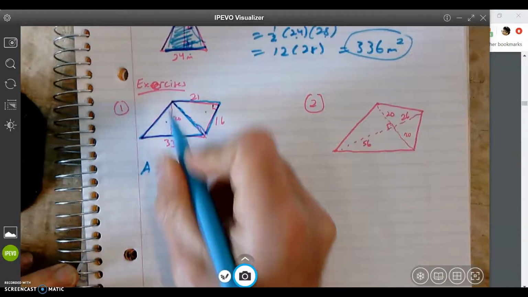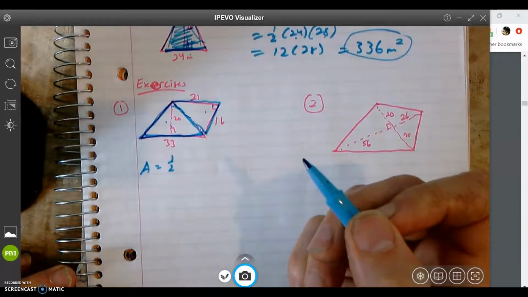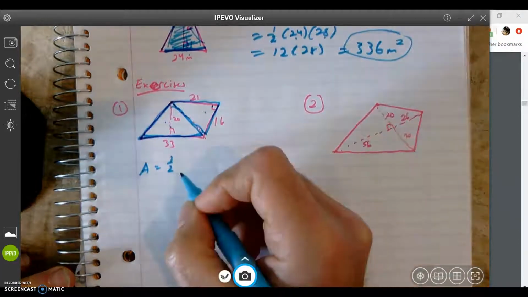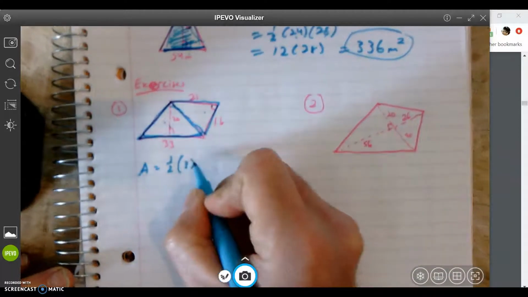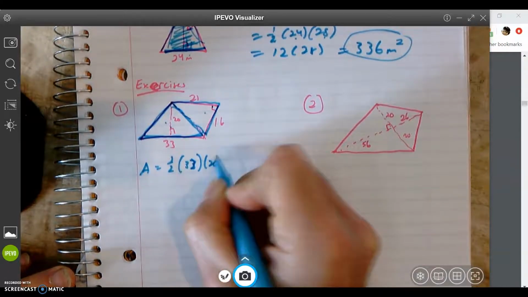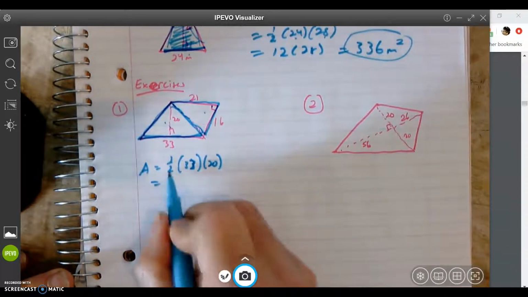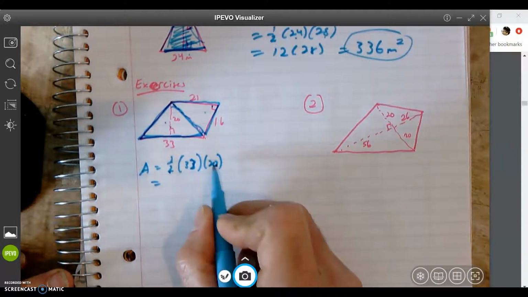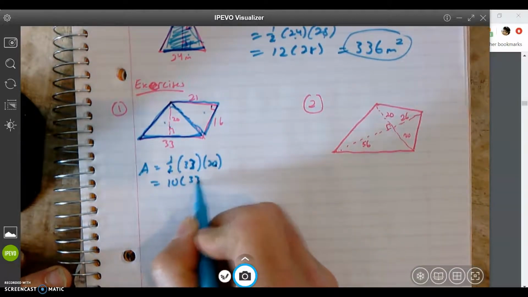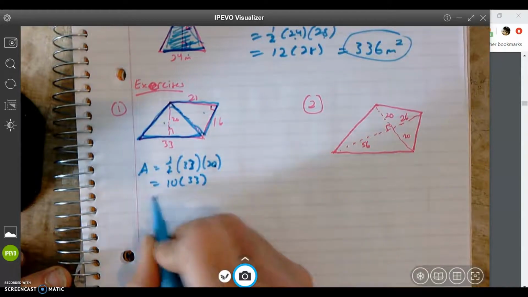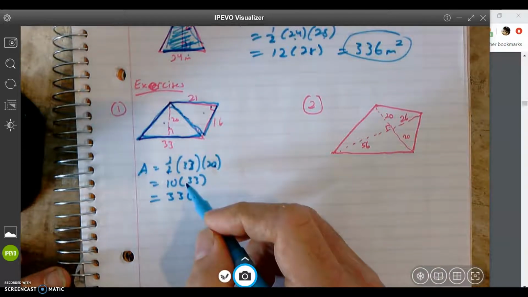So area, let's do this triangle first. 1/2, pause the video if you feel like you can do the whole thing, and then unpause it, see if you got it right. So 1/2 times base, which is 33, times 20. So that's this triangle over here. So half of 20, you don't have to go in order when you multiply. So half of 20 is 10 times 33. 10 times 33 is 330. Did not have to use a calculator, boom.